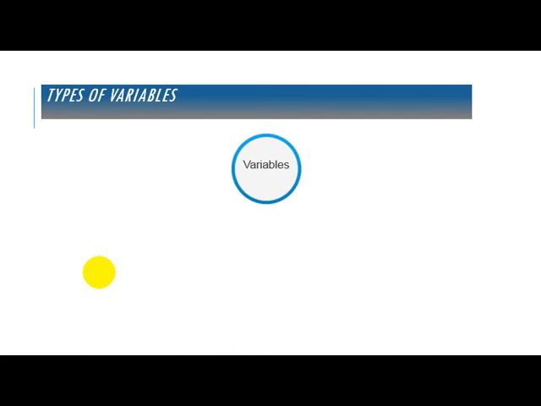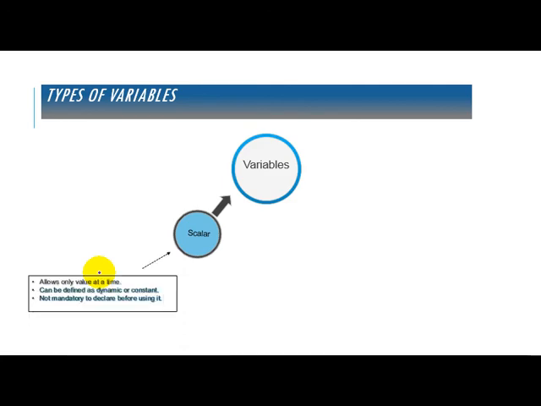Then these variables are categorized into 2 types. The first variable type is a scalar variable. But before going to the next type, let's understand briefly about the scalar. What does it say exactly? Allows only one value at a time. When a variable is a scalar variable, it allows only one value.